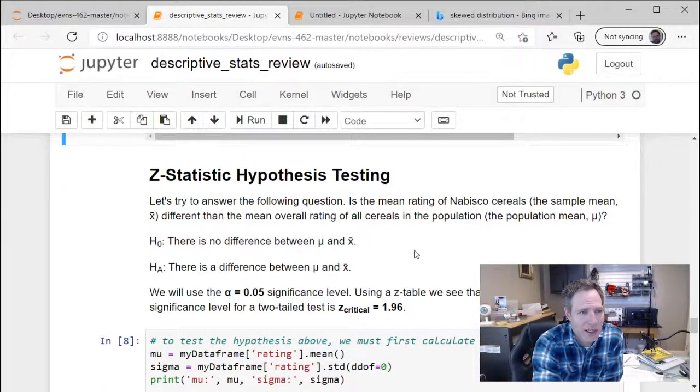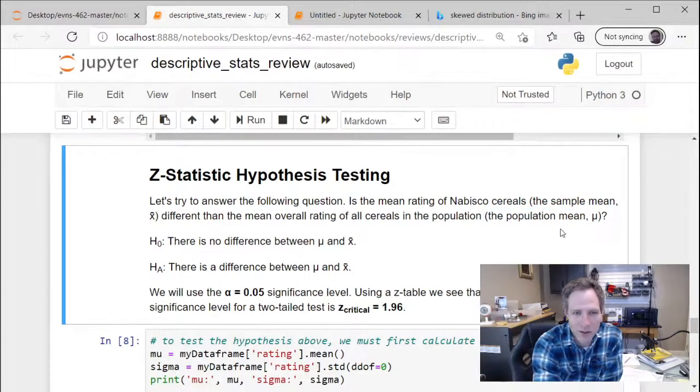So let's use this data set here and try to answer the following question. Is the mean rating of Nabisco cereals, we'll call that the sample mean, X bar, different than the mean overall rating of all cereals, the population mean? Here we only have 77 cereals, but we're going to call those 77 cereals the population for the purposes of this example. Obviously, if you've been to a grocery store recently, you know there's more than 77 different kinds of cereal. But we're going to say that these are the population.